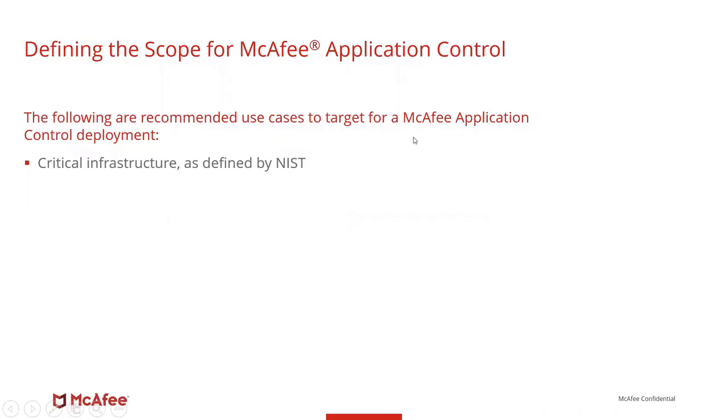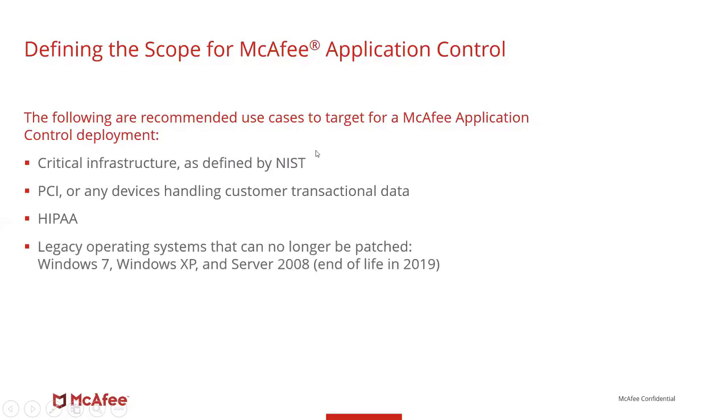So when we talk about defining the scope of the product, one of our recommendations is to protect your critical infrastructure. This could be domain controllers. This could be any type of public-facing environment, just basically something that has additional risk or is critical to your business needs. Anything that has PCI or anything that handles customer transaction data, because that increased level of protection definitely helps you maintain compliance. Any sort of HIPAA compliance or healthcare information that you might want to protect. And then, of course, legacy operating systems that can't be patched. This is a good way of hardening those systems that Microsoft no longer supports.